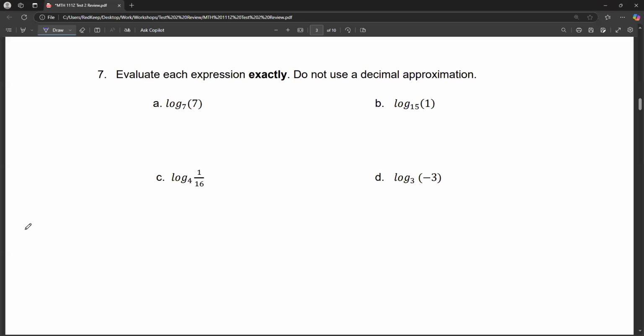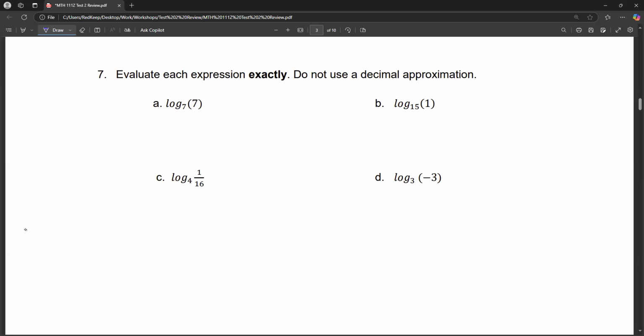Question 7, we can already see question 7 just has a bunch of logarithms, and we're asked to evaluate each expression exactly, and we're not to use decimal approximations at all. So we're going to really lean heavily on the definitions of logarithms. That's the emphasis here in question 7.